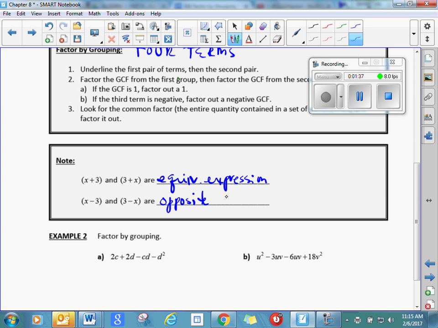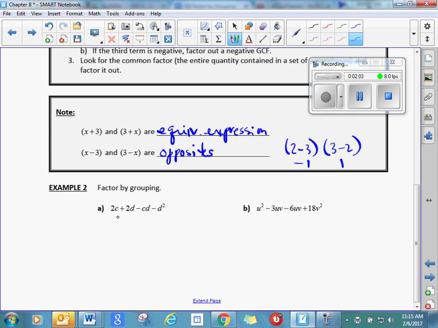And these actually turn out to be opposite expressions. You can see that if we plugged in 2 for x, we would have 2 minus 3 and 3 minus 2. This would be minus 1 and this would be positive 1, and those are opposites. So when we see expressions that look like this, we're going to know in the back of our head that they're not the same, that they're opposites. And I'll tell you what you're going to do with that when we get there. So let's look at these two examples.